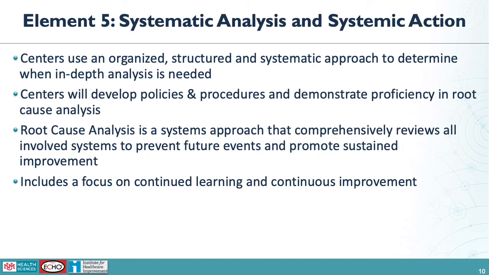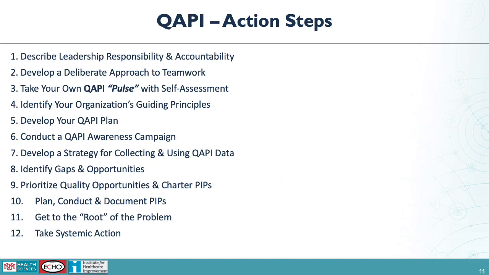And then finally, systematic analysis and systemic action just gets back to the notion that this is a systems approach, and after doing initial PIPs, go back and look at where you can integrate all of these approaches together and align all of them in a systems approach. And this slide just sums up these 12 action steps for how to develop a QAPI plan. Very, very high level, but again, you'll see this in QAPI at a Glance. It's just a way to frame the work to get started.